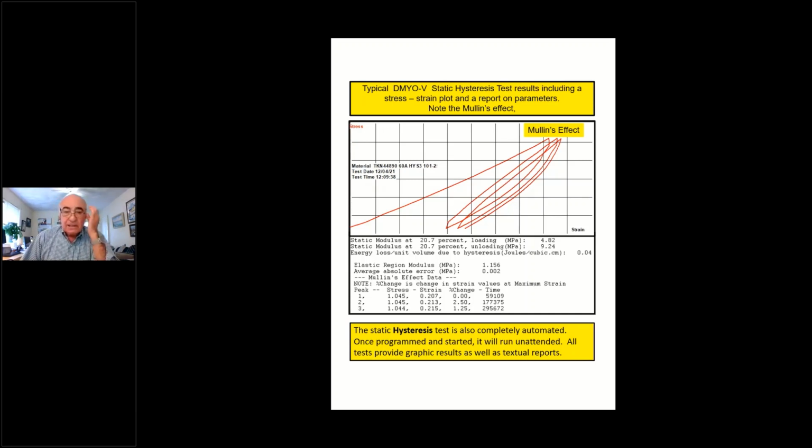Now, if we look at this plot, in this case, we have 3 cycles. The first cycle, and the second, and then the third. That's what we call Mullins effect measurement.